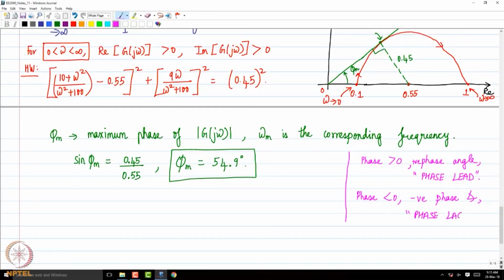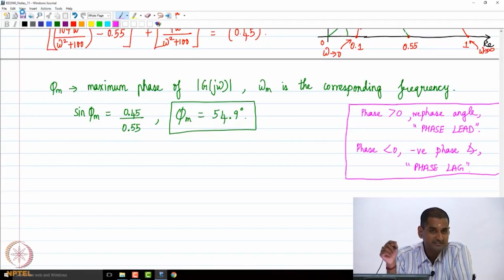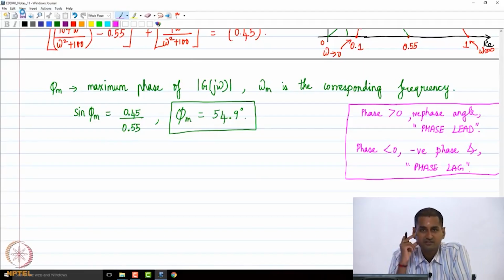So you see that this particular factor adds positive phase. Essentially it provides a phase lead, and the maximum phase lead that it can provide is around 55 degrees. We will see why this becomes important as we go later. Please remember this. We will use it later on.